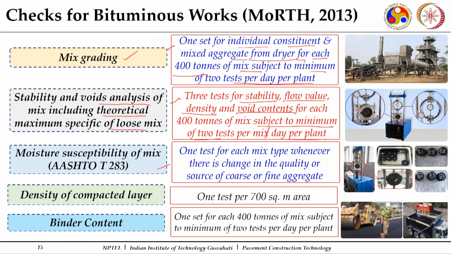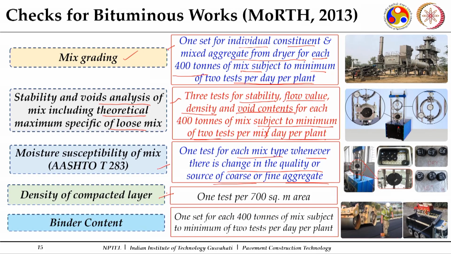For that particular one also, it says one test for each mix type whenever there is a change in the quality or source of coarse or fine aggregates. As I said, there may be one quarry which may be able to supply you coarse aggregates for a particular period of time. It may stop, or there may be a shortage of aggregates. And another important aspect, if you are getting aggregates from 2 different quarries, this also needs to be very well ensured at the plant level, that which source is getting utilized. The job mix should have been derived from that particular source only.